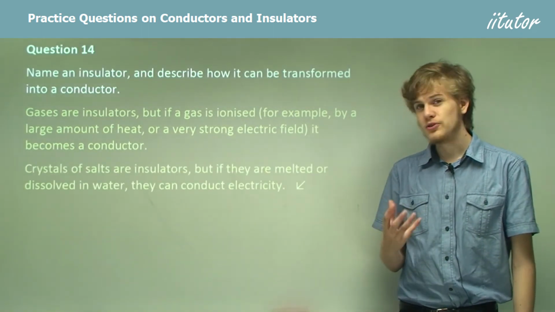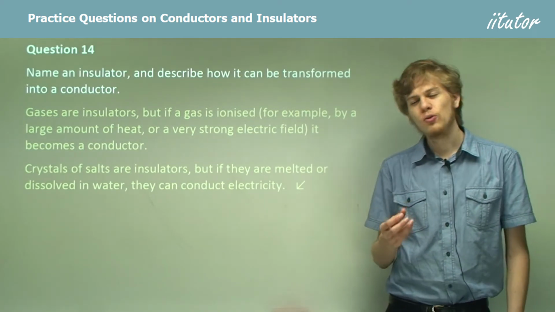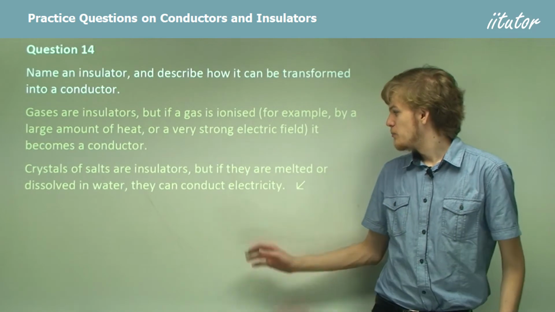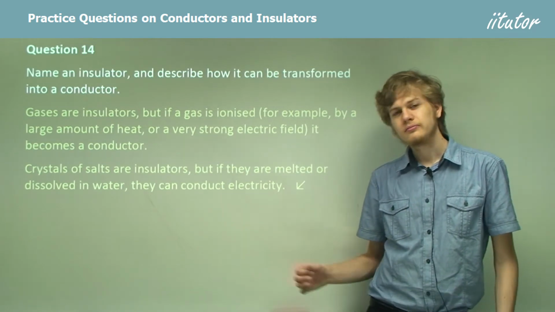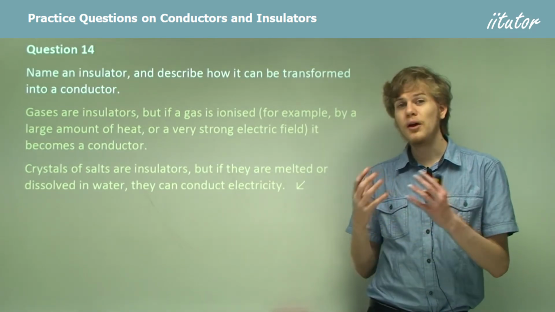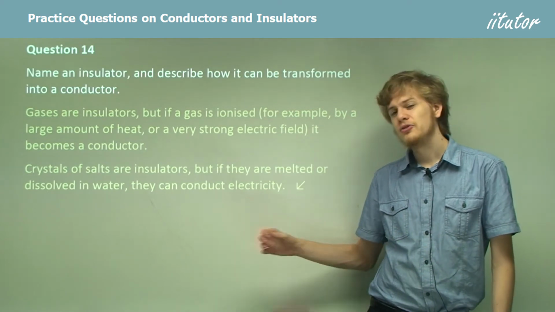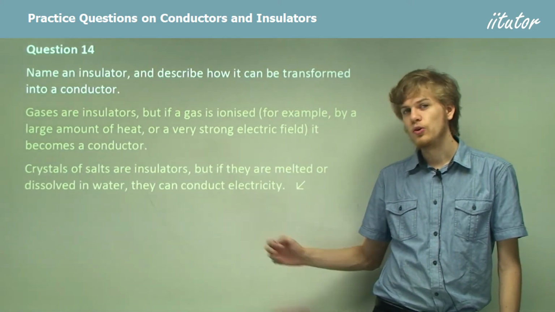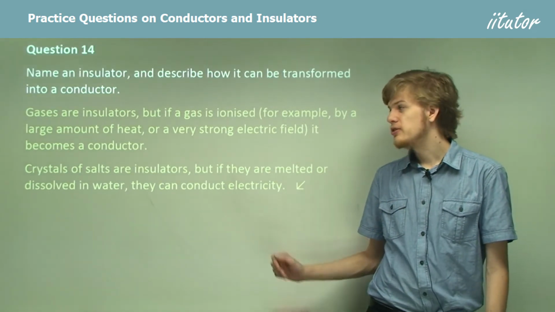If we have a crystal of salt in its solid form, then all of the ions are locked in place, and so the crystal is an insulator. But if we dissolve it, or if we heat it up so that it melts, then these ions are free to move around. And this means that dissolved salts, or molten salts, are conductors of electricity.